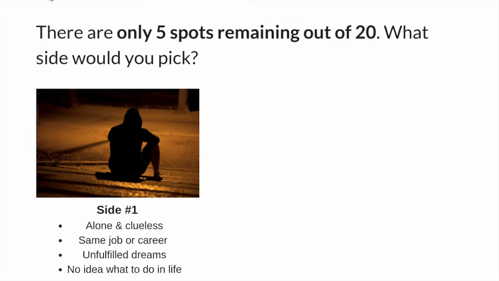Side number 1 is alone and clueless, a person with the same job or career, unfulfilled dreams and no idea what to do in life. Is that you? Is that what you want to be? And is that what you want to be like forever? Imagine when you're 40, imagine when you're 50, imagine when you're 60. Is that how you want to be like? And do you want to live a life with regrets?